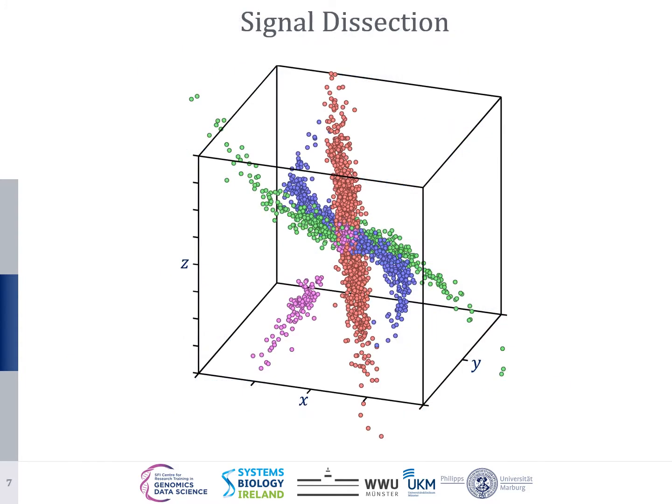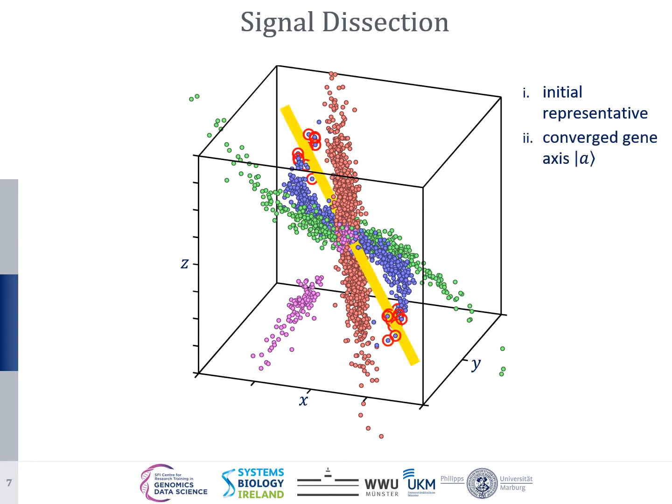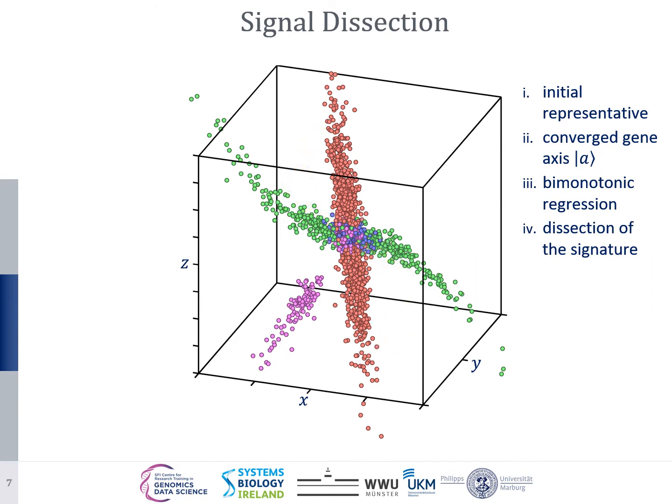Let me now illustrate the 4 key steps of the SDCM algorithm based on this 3D concept signal. The colors are just for you. SDCM only sees the coordinates of the points. First step is to look for an initial representative. Then to optimize the associated gene axis, over which then bimonotonic regression is applied, and then I can dissect the explained signal parts. Let's have a more detailed look at the same 4 steps again.